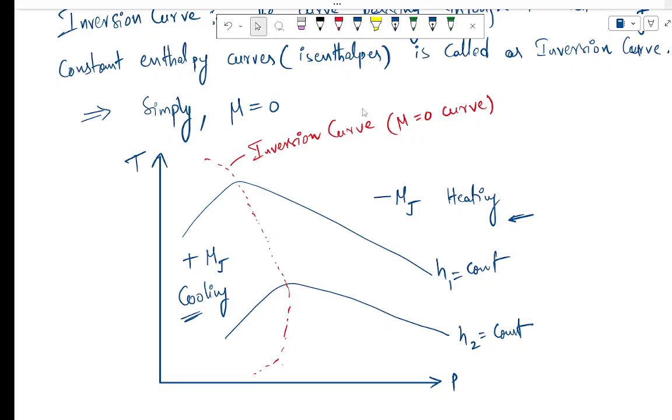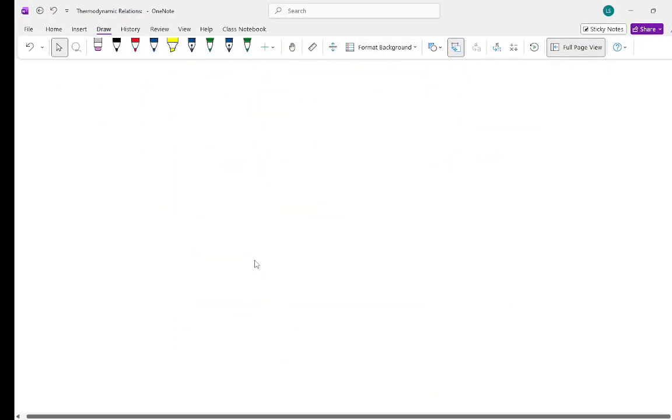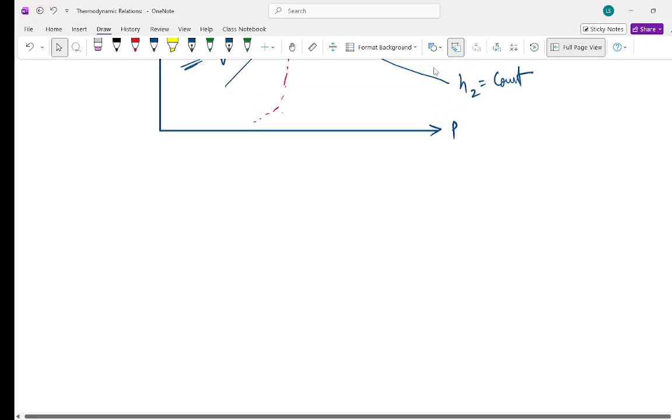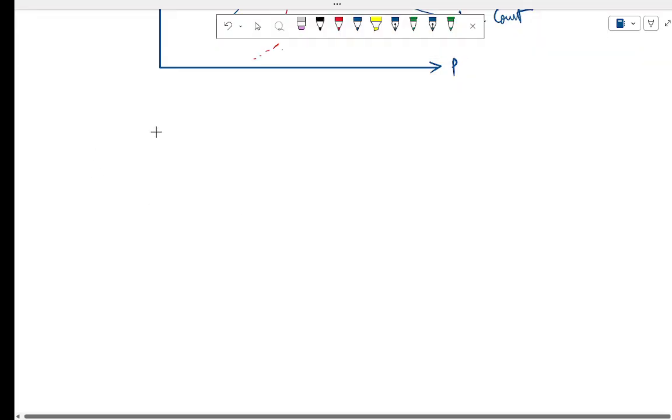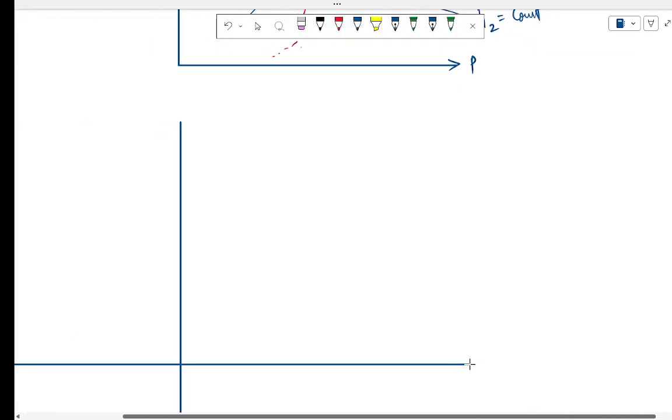A similar thing you can have on a TS diagram as well. If I show it on a TS diagram, this is how it is going to look. Let us have a look at that as well.